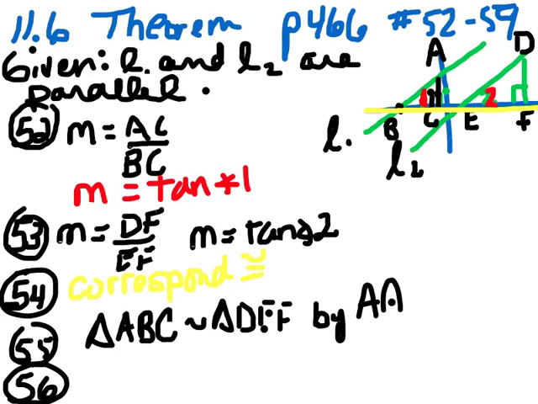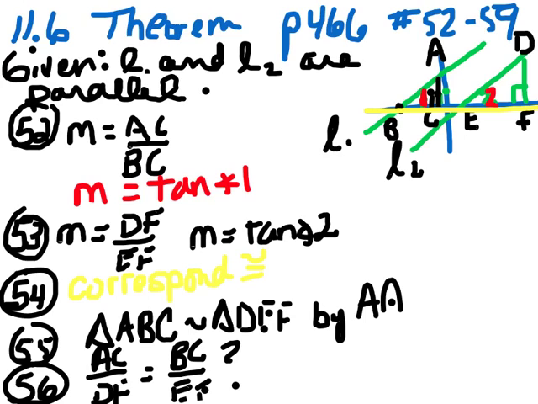Okay, step 56 says, why is AC over DF equal to BC over EF? They want us to give the reason why here. Looking at AC over BC, I got off on the wrong line there. No, I didn't. They're matching up sides here since these two triangles are proportional. Let me use purple here to show you what they're doing.